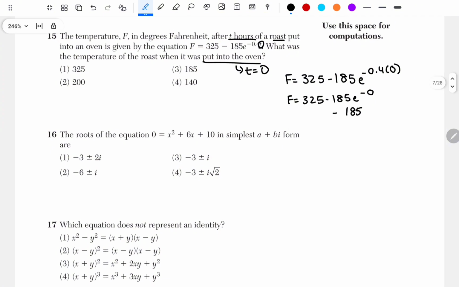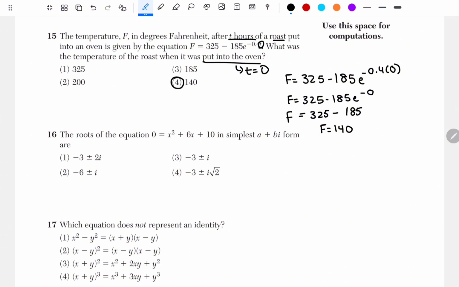So we bring that down, and we do 325 minus 185, and we get F equals 140. Our answer choice is number 4.